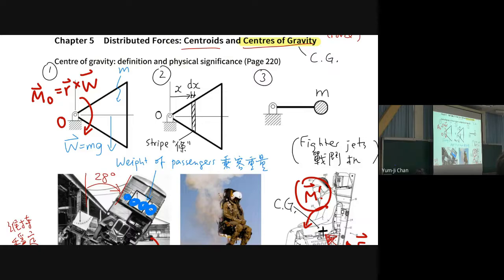And of course we have moments here. If the mass is put here and point O is here, the moment of this mass m is the distance between these two points times m. So this one is R, and M equals R cross W.